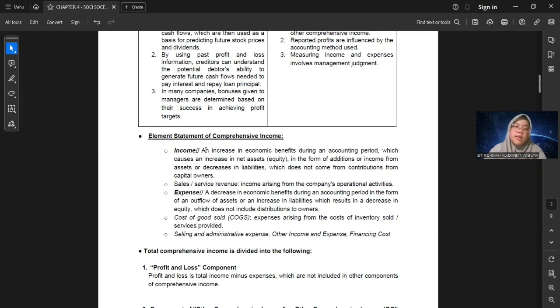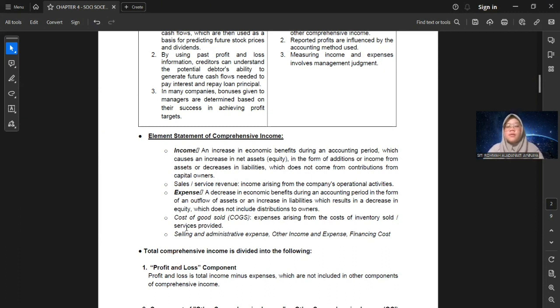Income is an increase in economic benefits during an accounting period, such as sales or service revenue, income arising from the company's operational activities. And then expense is a decrease in economic benefits during an accounting period in the form of an outflow of assets or an increase in liabilities, which results in a decrease in equity.